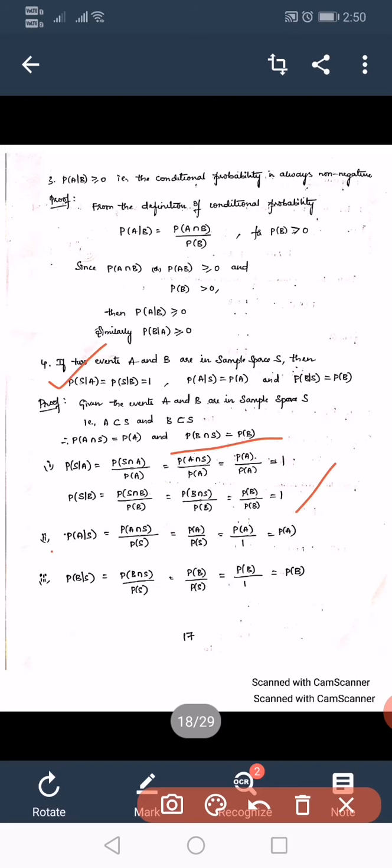And the second one, P of A given S equal to P of A. Use the conditional probability formula: P of A given S equals P of A intersection S by P of S. P of A intersection S equals P of A, because A is a subset of the sample space. Next, the probability of the sample space is equal to 1, which is one of the axioms of probability. So this is P of A. In the same way, do it for P of B given S: P of B intersection S by P of S. B intersection S is P of B, because B is a subset of the sample space, and it is P of B.